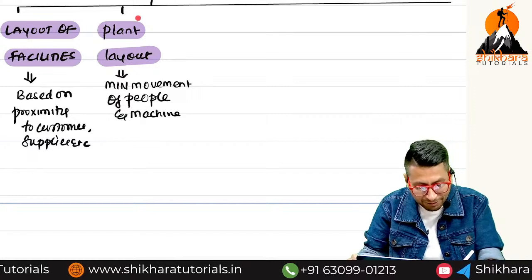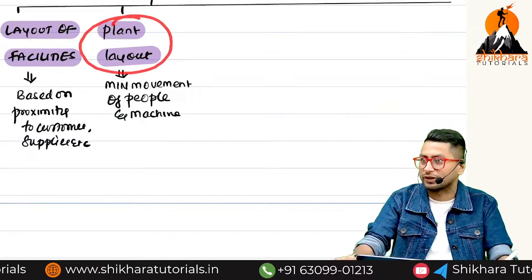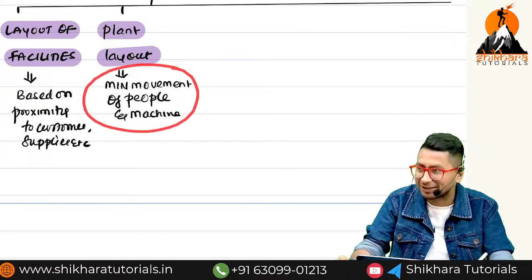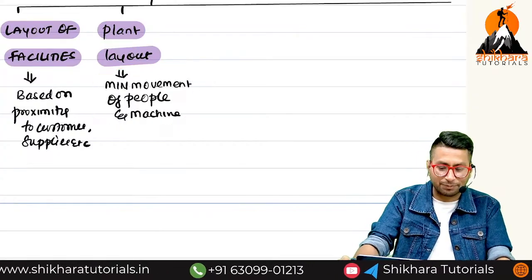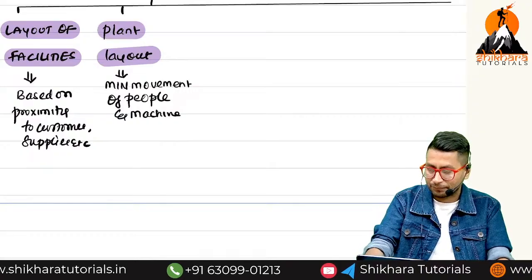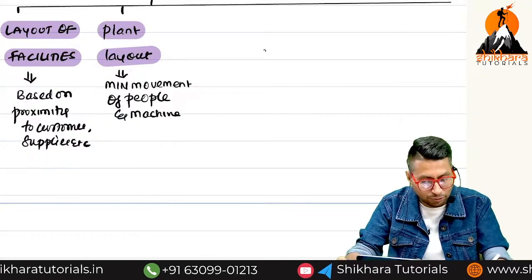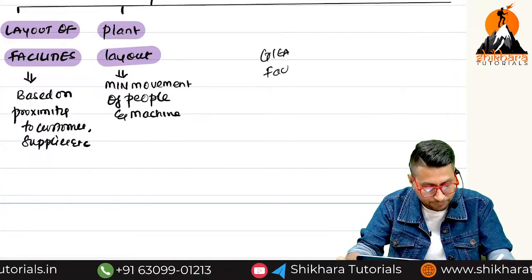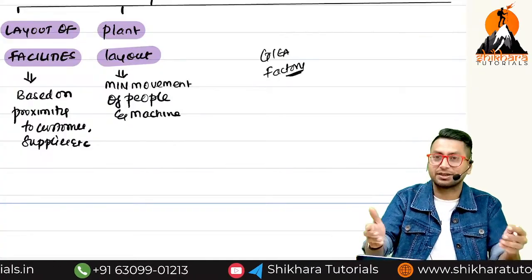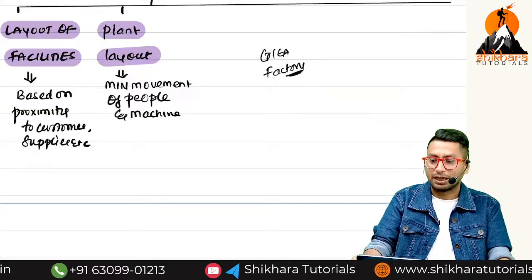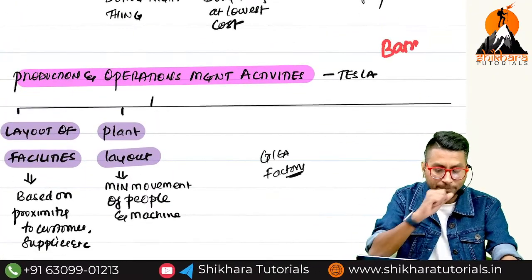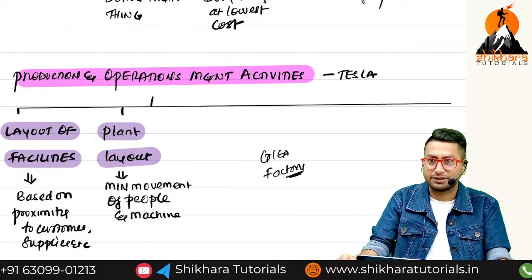So that is why my layout should be designed in such a way that there is minimum movement of machines. That is why this Tesla fellow started something called Giga Factory. Have you heard about this? His factory's name is Giga Factory. In the Giga Factory, what does he manufacture? Battery. Batteries are very heavy, car batteries.